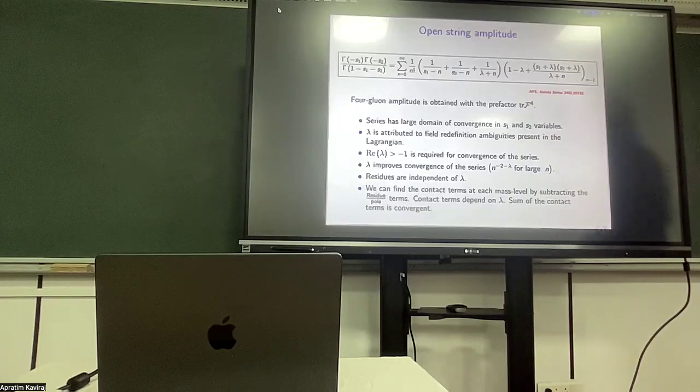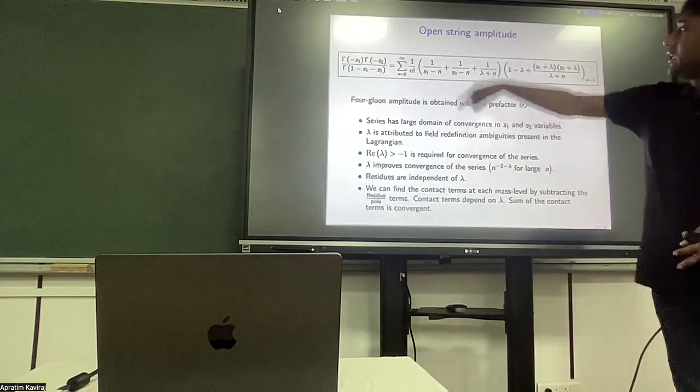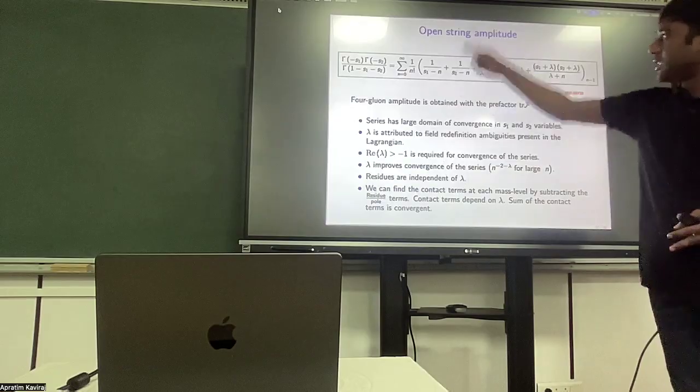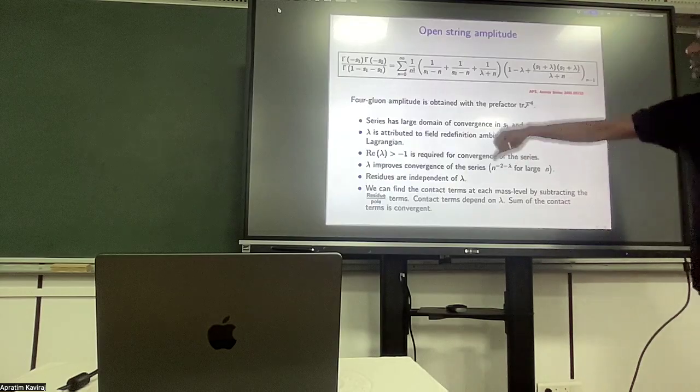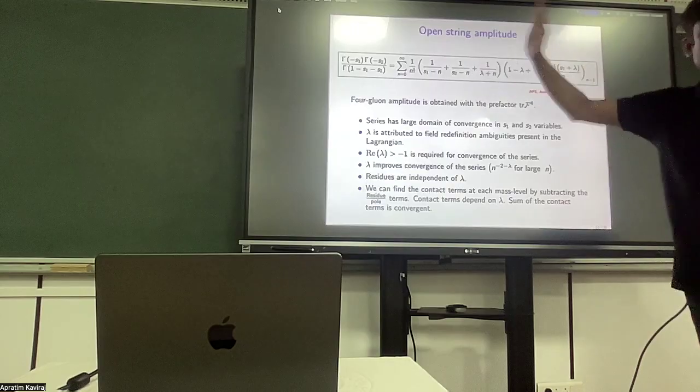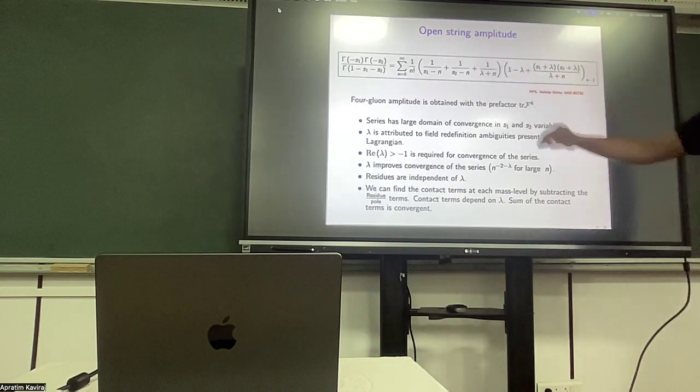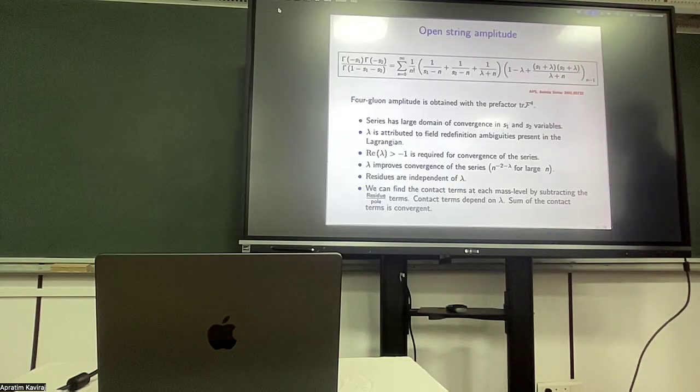Those will have the lambda dependence, and interestingly, if we sum over those contact terms, they will become finite. And in fact, in this representation, each summation over each term will be finite. And that is very much like string field theory, because in string field theory also the sum over S channels, T channels, and the contact term are individually finite.